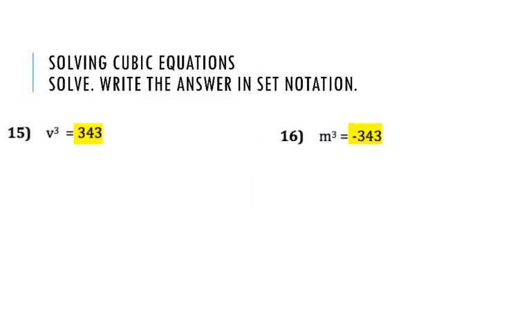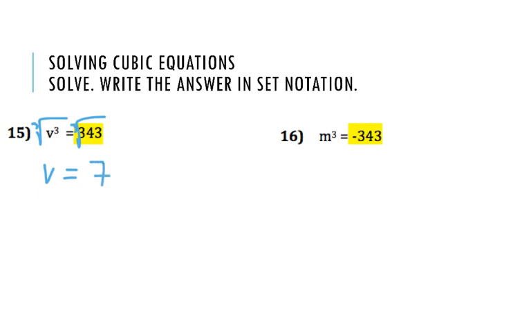Number 15. We're going to solve these cubic equations, and we're going to write answers in set notation. So like when we solved our quadratic equations and took the square root of both sides, here we're dealing with cube roots. So we're going to take the cube root of both sides of our equation, which gives us that v is equal to 7.